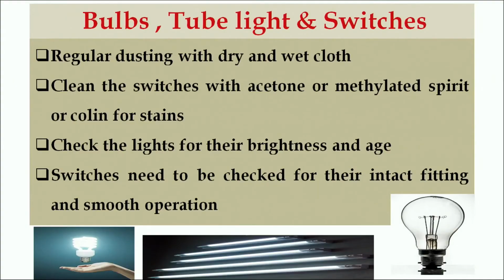Now let us discuss bulbs, tube lights and switches. How can we clean and maintain the bulbs, tube lights and switches at our home to have uniform performance? We can regularly dust them with a dry and wet cloth. We can clean the switches with acetone or methylated spirit or choline for stains.